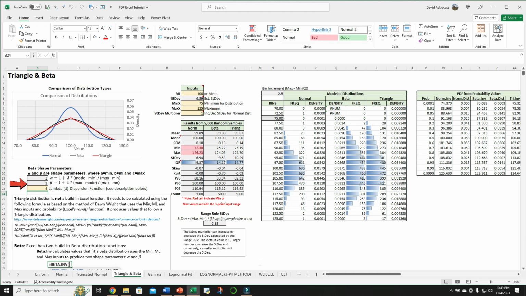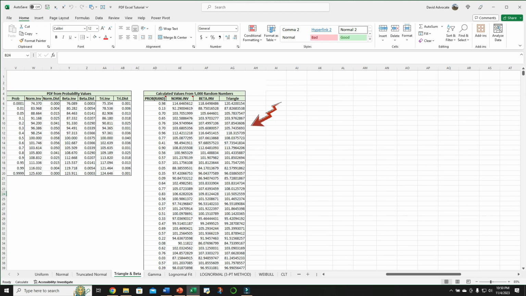The beta distribution has two shape parameters, alpha and beta, which are calculated here, and their dispersion can be modified by lambda here. Right now we have it set at 4, which gives you a beta that has about the same dispersion as the triangle distribution. We've generated some descriptive statistics here based on 5,000 random samples. The heavy lifting is done over here on the right, where we have the probabilities, the normal, the beta and triangle values that have been calculated.